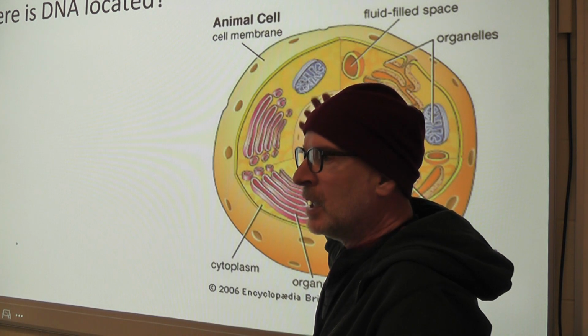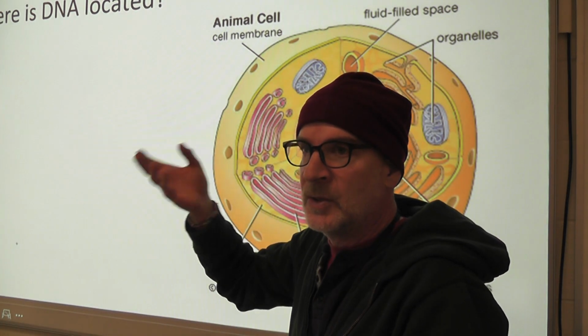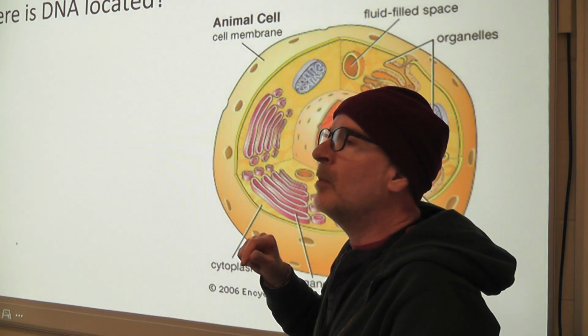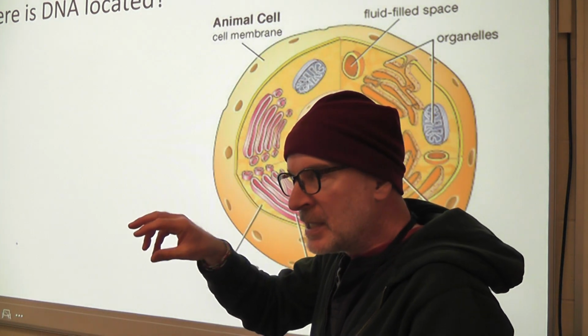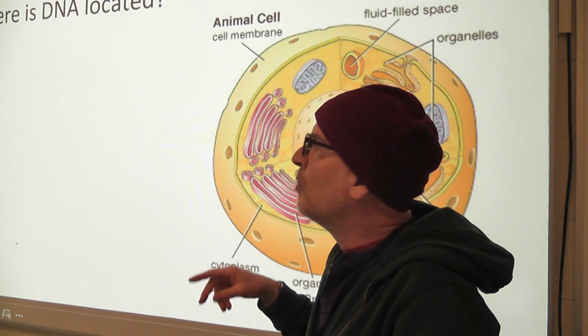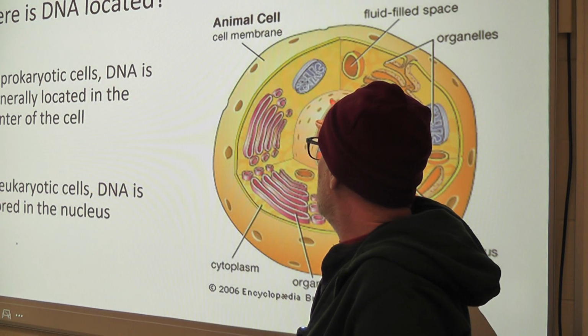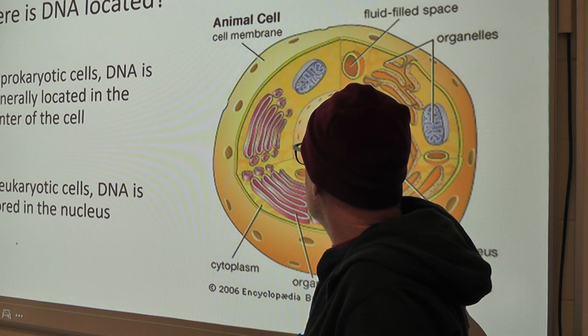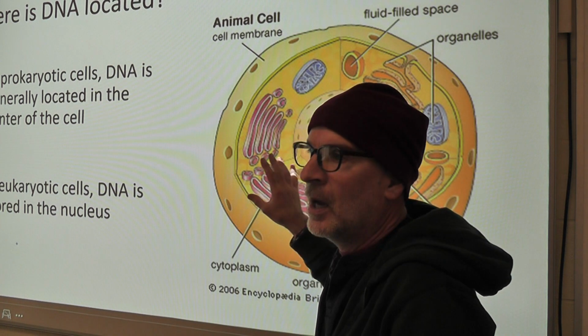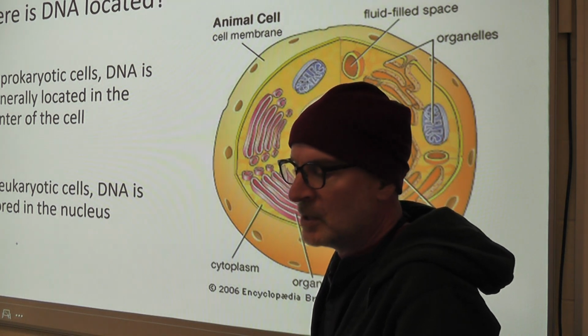So in prokaryotic cells, bacteria and archaea, it's located in an area in the cell, but it's not in a membrane. But in eukaryotic cells like animals and plants, it's in the nucleus. So the DNA is in the nucleus of eukaryotic cells, and that's primarily what we're going to deal with.